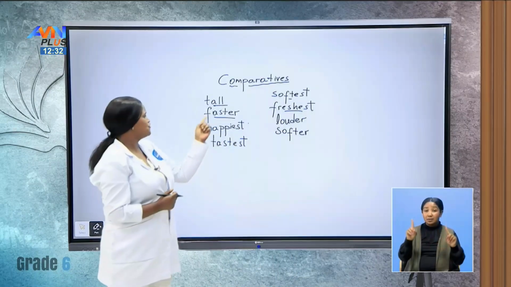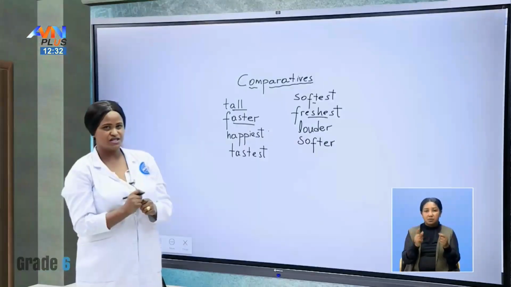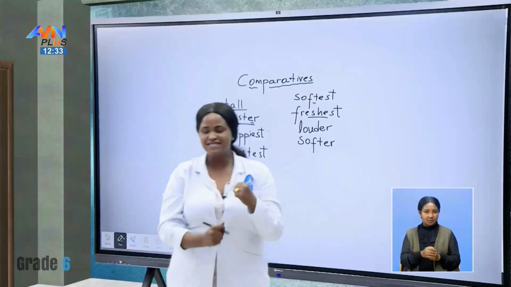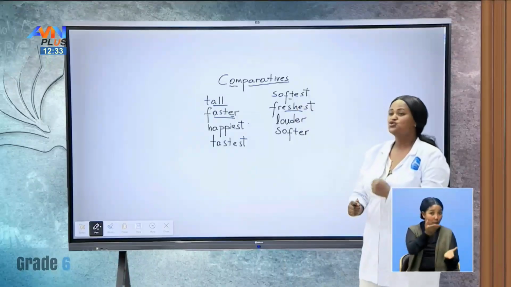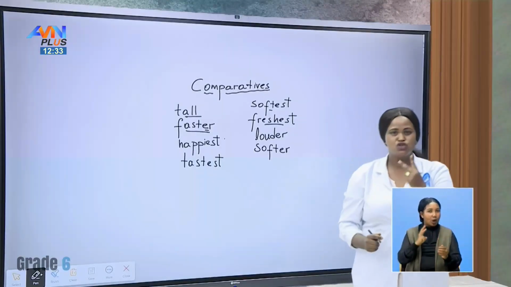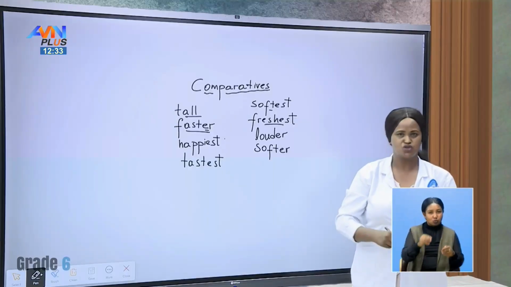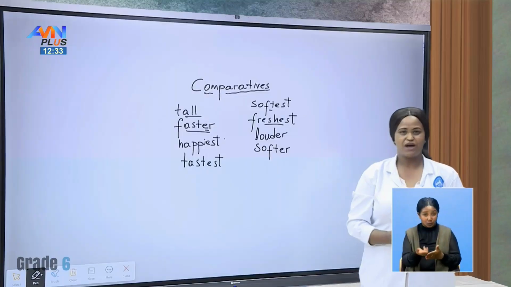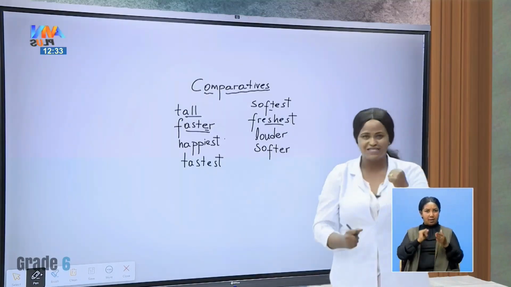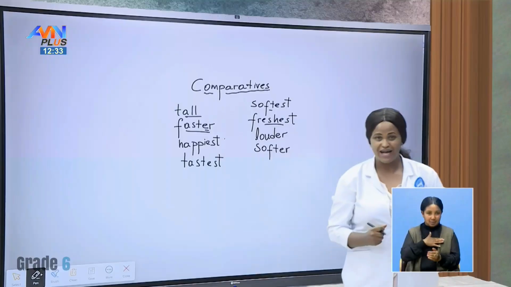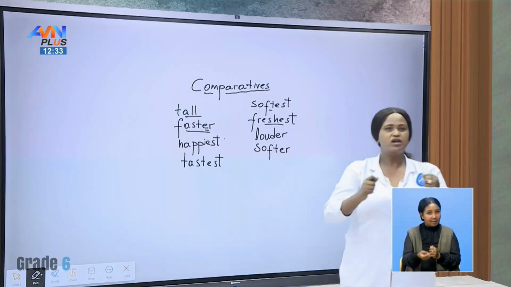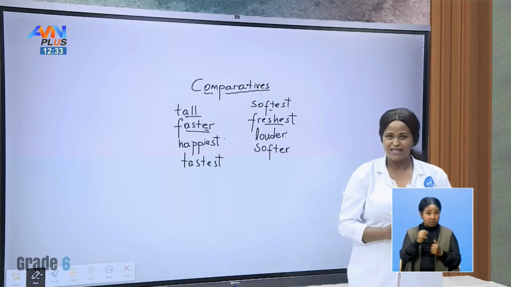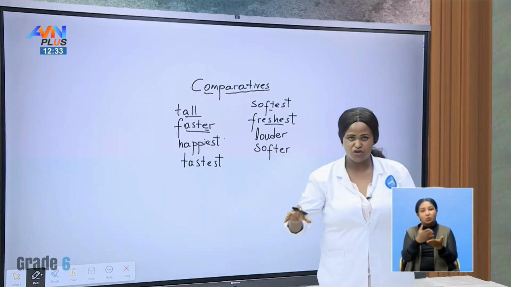But when it comes to fast, fast is also another adjective. When you add ER, it becomes faster. This time, you are comparing two people, two nouns. It can be two dogs or two cats or two individuals, how they run. You can say, I run faster than my sister, or John runs faster than Paul. This time we are comparing two things or two names.